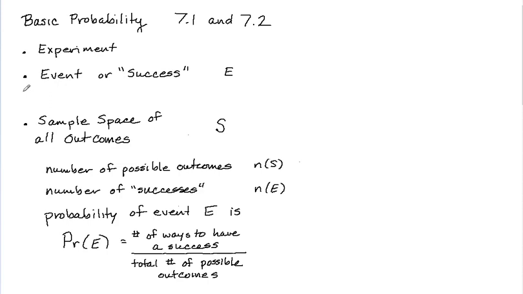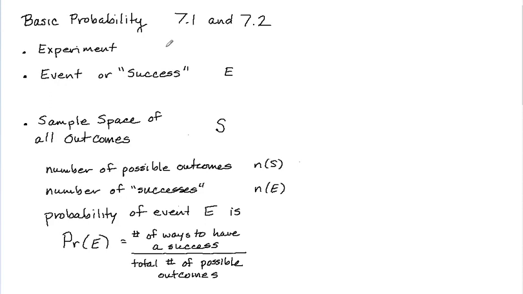This is the lecture for Basic Probability, the start of Chapter 7. For probability, we're trying to figure out the odds that something will happen, or the percent of the time that an outcome will happen. Some of the vocabulary we use is that there will be an experiment.